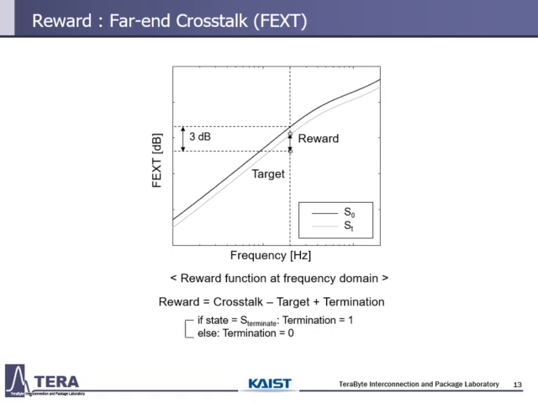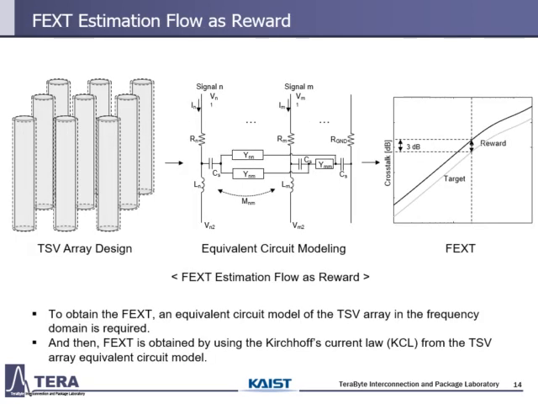Finally, reward. The reward function is determined by the difference between the magnitude of crosstalk at the current state and the target. If the target condition is satisfied, so the termination state is reached, an additional reward is given. In this research, the target FEXT is 3 dB lower than the initial state. In the case of a Atari game, which is often used in RL research, it is very easy to calculate the reward. However, in the SI domain, it is not. To obtain the FEXT, an equivalent circuit model of the TSV array in the frequency domain is required. And then, the crosstalk is obtained by using the carry-off current loss from the TSV array equivalent circuit model.